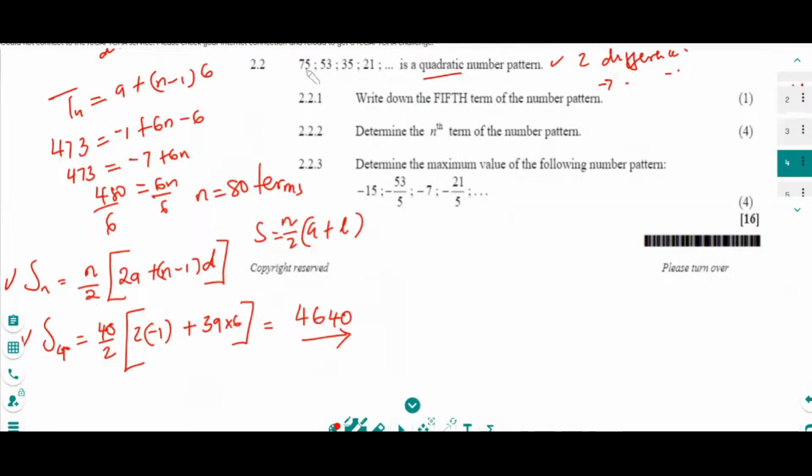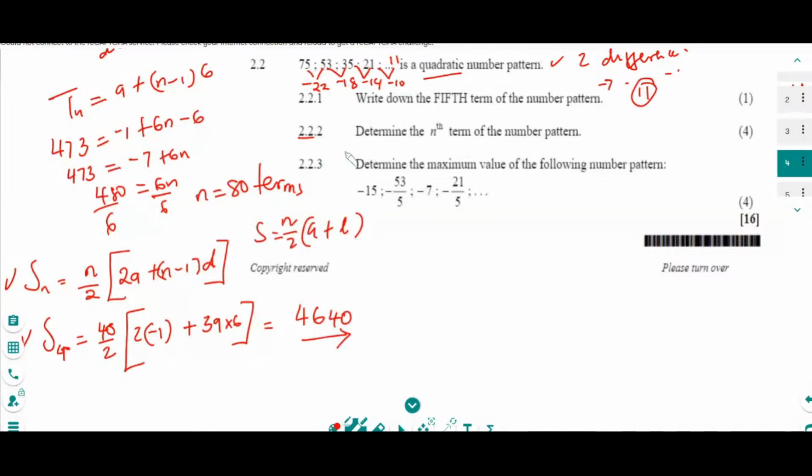So what are we doing to the 75 to give us a 53? We are subtracting 22. We are subtracting 18. We are subtracting 14. So which means we can subtract a 10 to give us 11. So which means our fifth term is 11. Then 2.2.2.